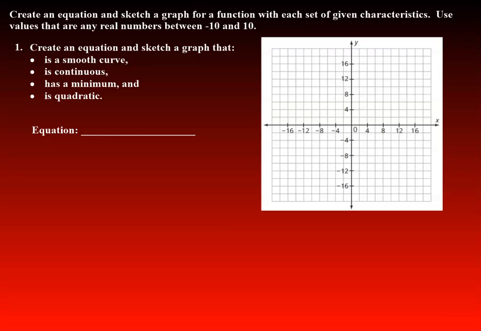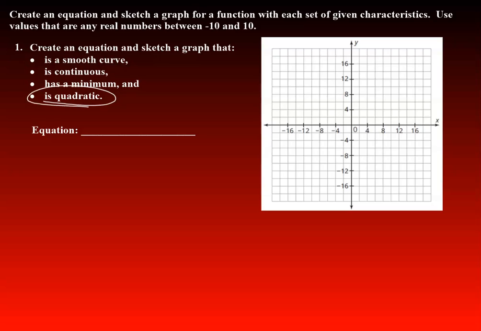Create an equation and sketch a graph for a function with each set of characteristics. Use values that are any real numbers between -10 and 10. Create an equation and sketch a graph that is a smooth curve, is continuous, has a minimum, and is quadratic.